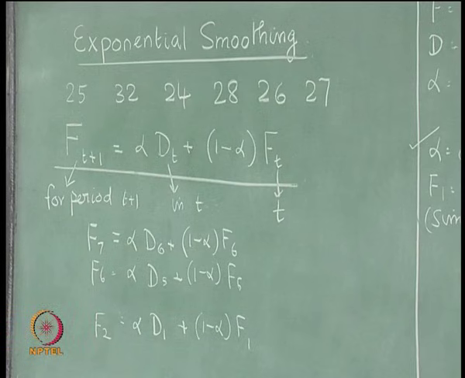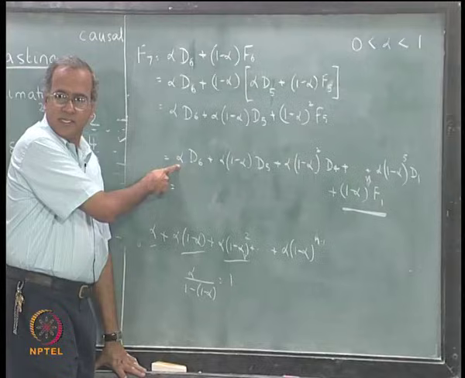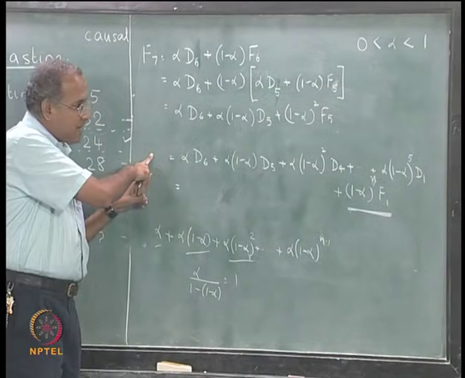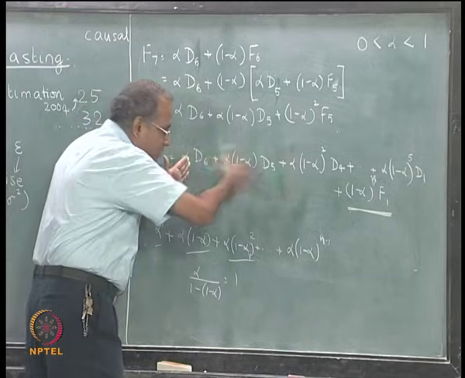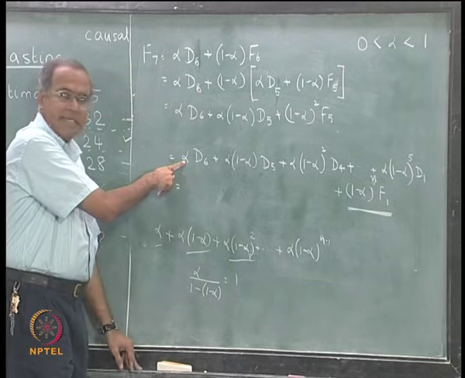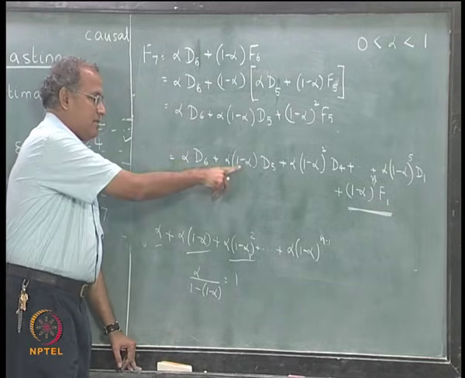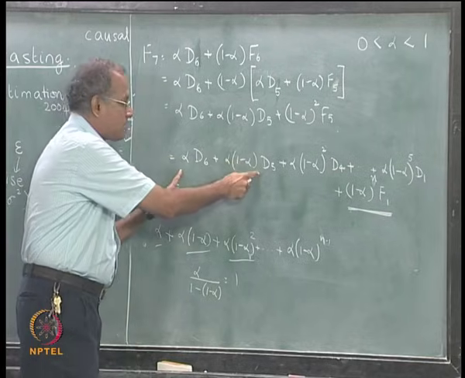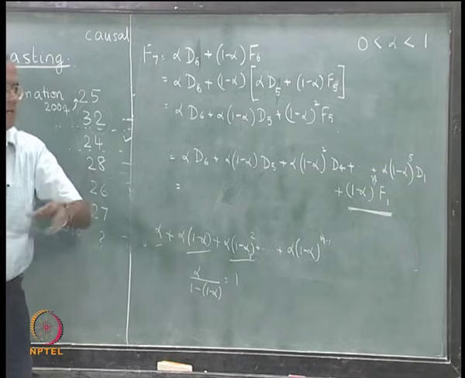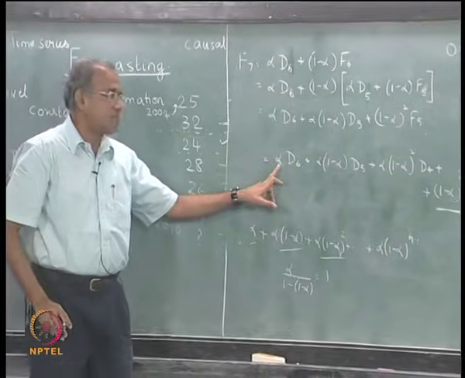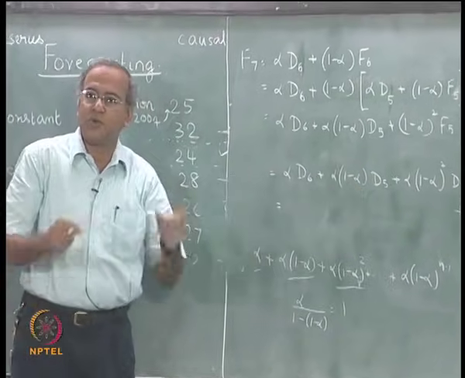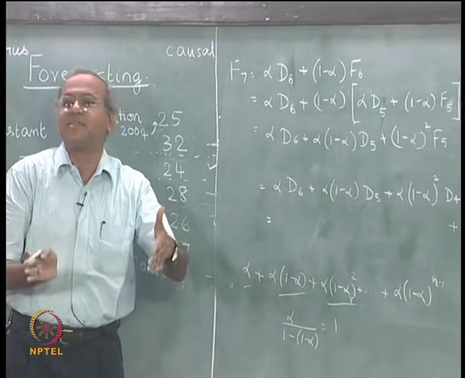There is another way of explaining it. If alpha is large here, then F7 will be guided by fewer terms. For example, if alpha is 0.8, this is 0.8, this is 0.16. So, two terms are contributing to a weight of 0.96. So, they have almost fully contributed to F7. Whereas, if alpha is 0.2, then this is 0.2 and this is 0.16. So, two terms are contributing to a weight of 0.36.